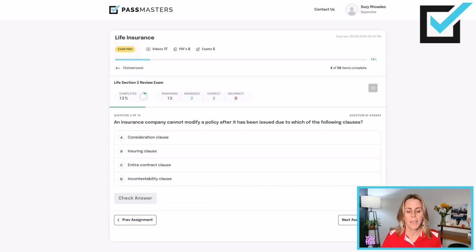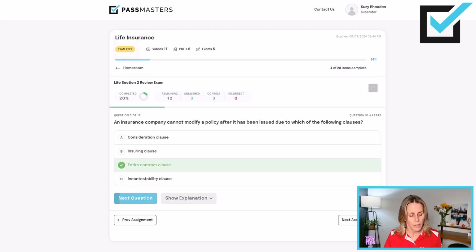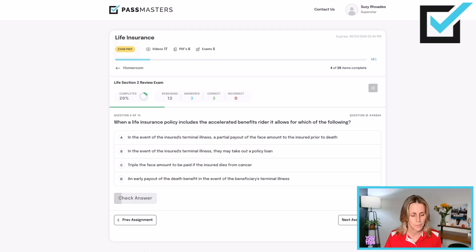An insurance company cannot modify a policy after it has been issued due to which of the following clauses? Consideration clause, insuring clause, entire contract clause, or incontestability clause. The entire contract clause says what is admissible in court. The entire contract is the policy plus the application and riders that are attached at policy issuance. The policy cannot be modified after issuance. The entire contract clause.